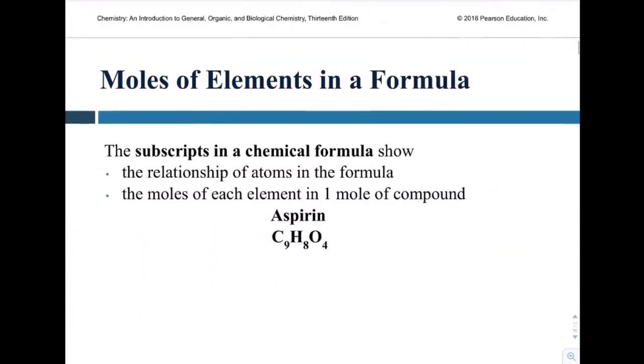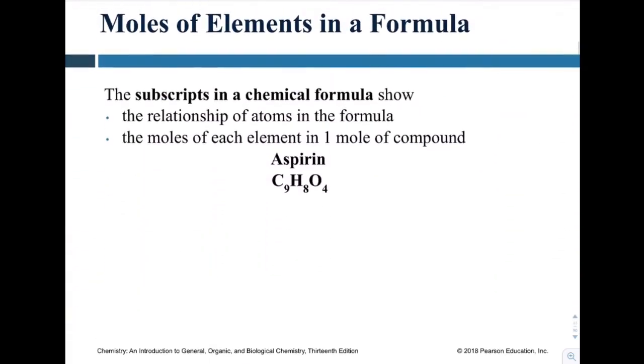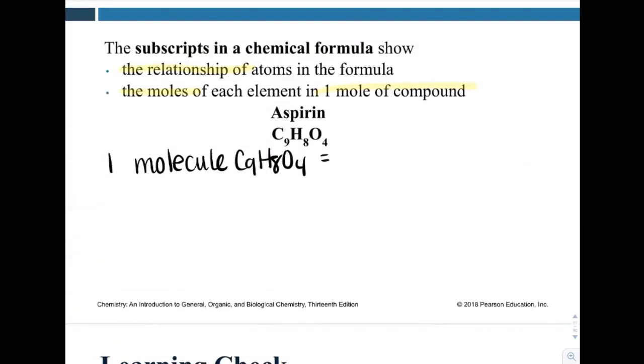So how can we write this out? The subscripts of the chemical formula show you the relationship, the ratio, okay, that's the relationship of the atoms in the formula. And they also tell you the moles in 1 mole of compound. So in 1 molecule of aspirin, there are how many atoms of carbon? Well, there are 9 atoms of carbon.